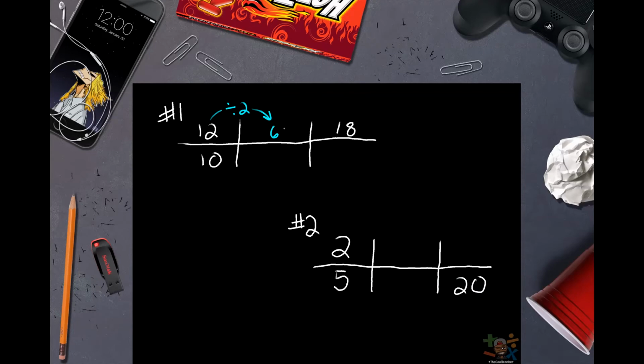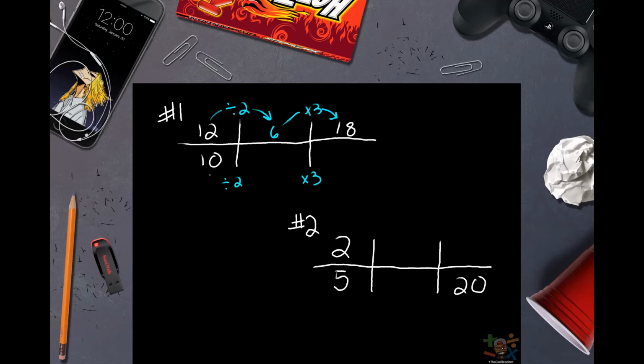Now I have to see if there's anything I can do to 6 to give me 18. Actually, there is. If you're familiar with your multiplication tables, I can multiply 6 times 3 to give me 18. Now here goes what I was saying, whatever I do to the top, I do to the bottom. I divided the first number by 2 and then multiplied it by 3. So what I'm going to do here is just show that I'm dividing by 2 and then show that I'm multiplying by 3.